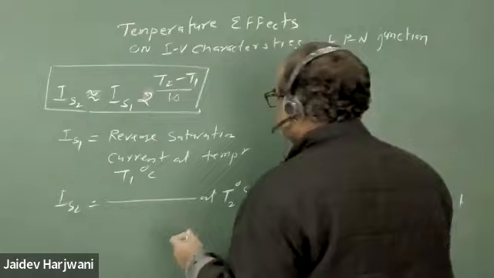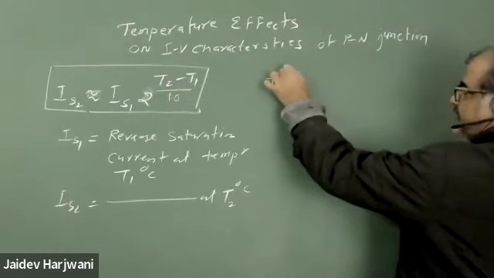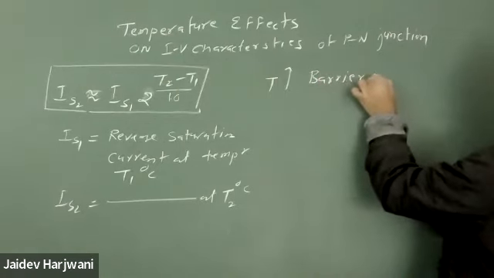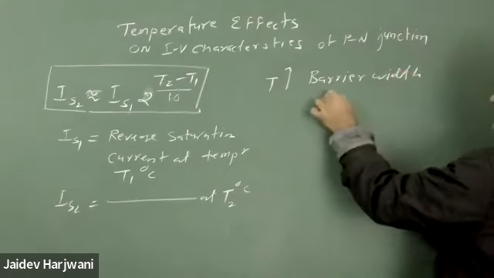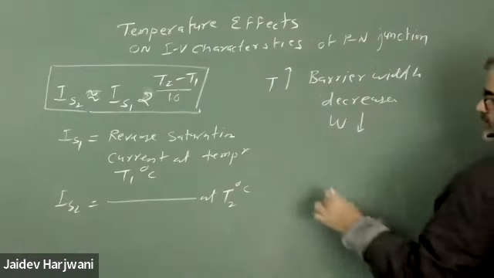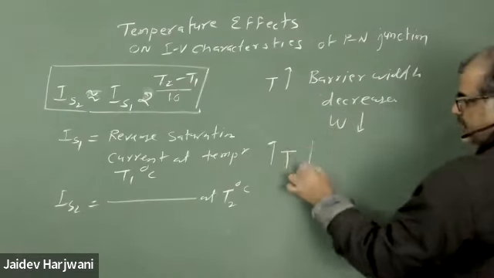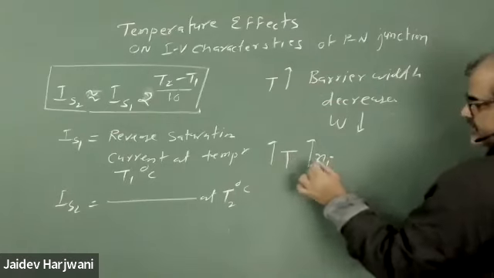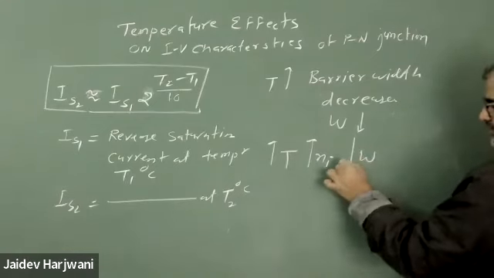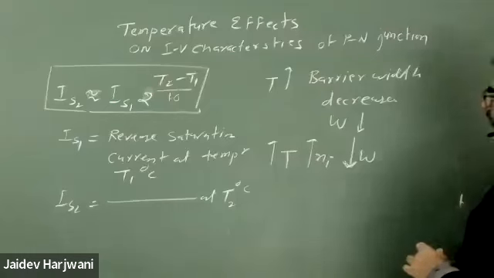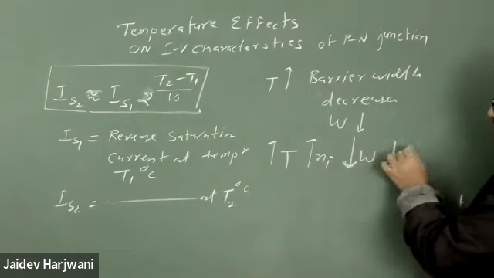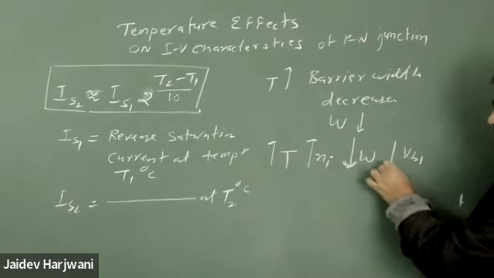As I told you, temperature increases, so your barrier width decreases. That means W decreases. When your T increases, your ni carrier concentration increases. Your barrier width goes down with increase in temperature, because now you have more ni, more charge carriers. When W goes down, your VBI, your cutoff voltage also goes down.